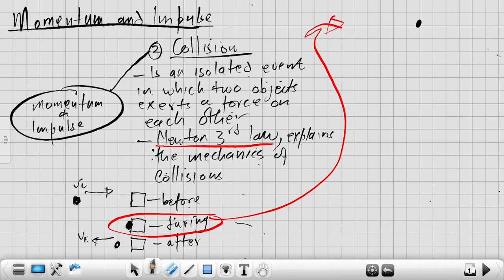So it is important that I should be able to draw a free body diagram and say this should be F of the ball on the wall, and this should be the force of the wall on the ball, and they should be equal. Hence, we are explaining this in terms of Newton's third law. Newton's third law explains the mechanics of collisions, because when an object applies a force on the wall, the wall will exert the same amount of force in the opposite direction. In most questions, they will ask which law is applicable in explaining the mechanics of a collision. So definitely it should be Newton's third law. And we should also be able to draw the correct free body diagram of the situation during the collision.